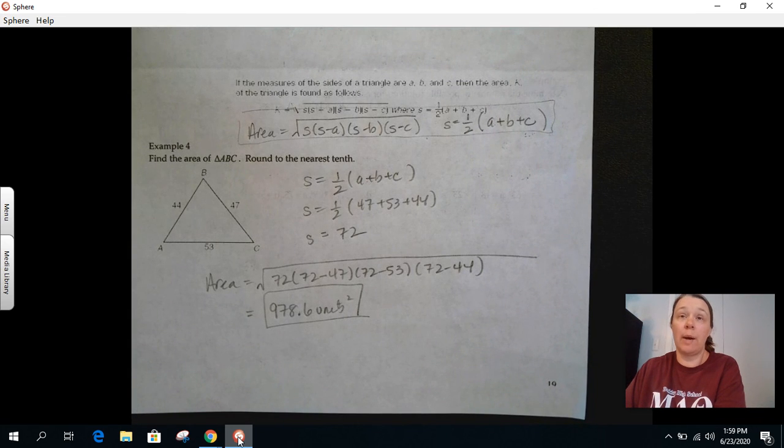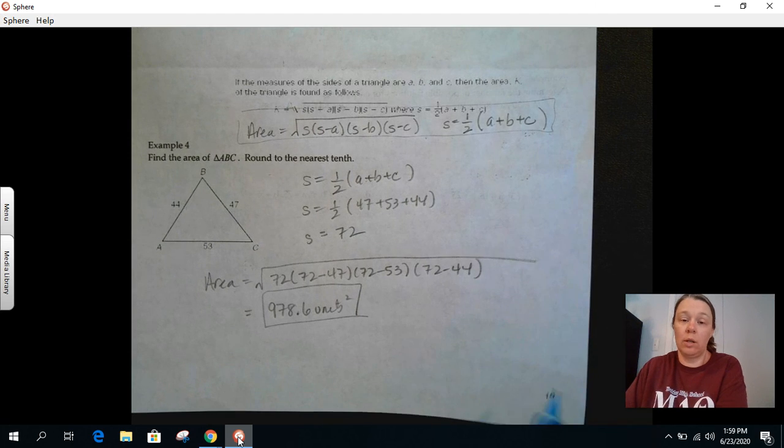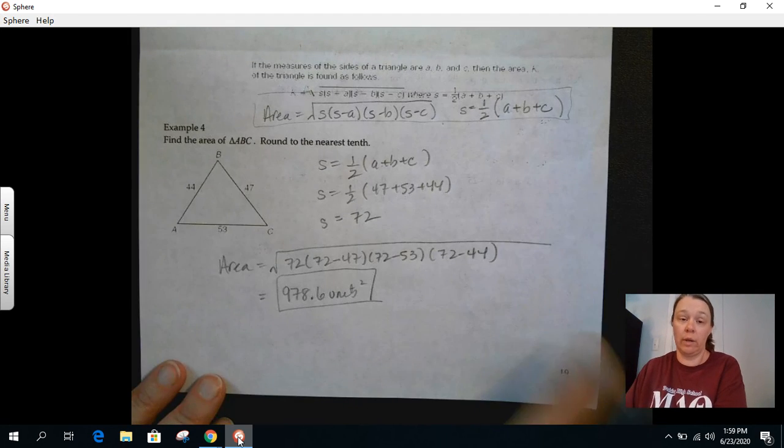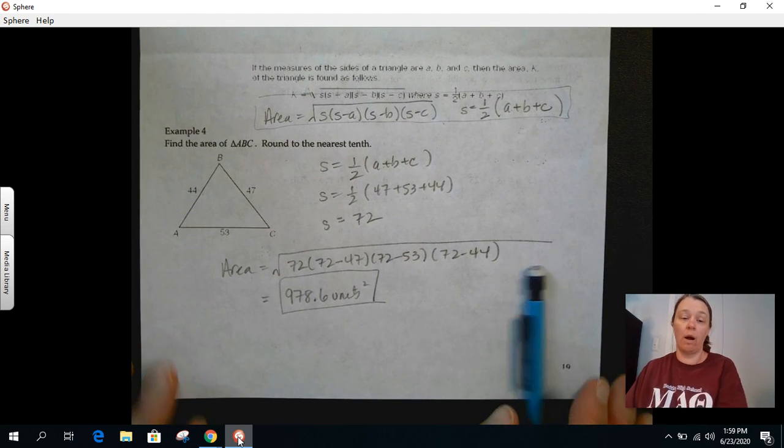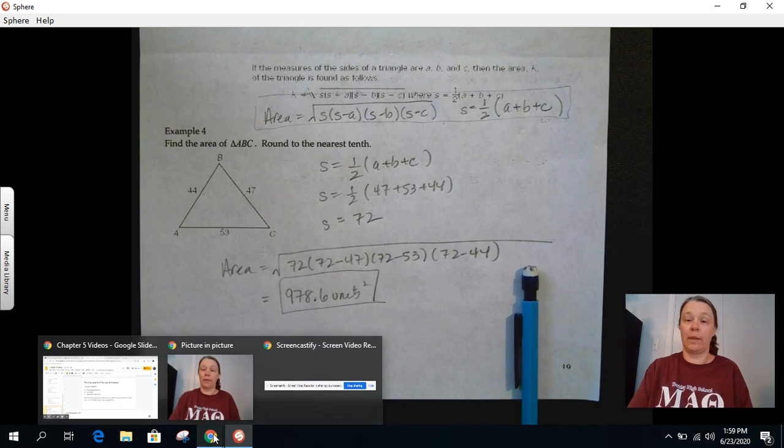Okay, so now we've talked about how to solve any triangle, not just right triangles, but any triangle. And it doesn't matter what information we're given, sides or angles. We know how to solve all of our triangles. And that's it for 5-8.